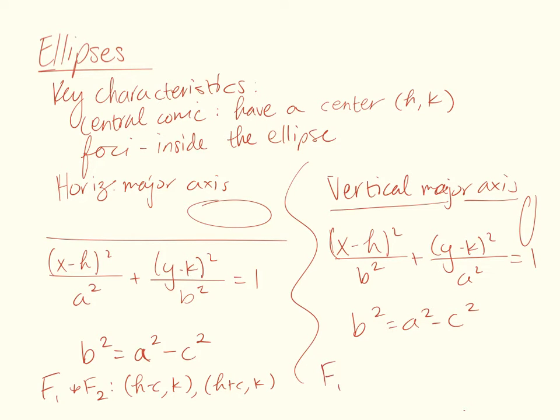And the foci now will be moving along the y coordinates. So we've got (h, k minus c) and (h, k plus c). So our variation in our ellipse is along the vertical axis rather than the horizontal axis. So they should all be the same there. Okay, so let's look at some examples.